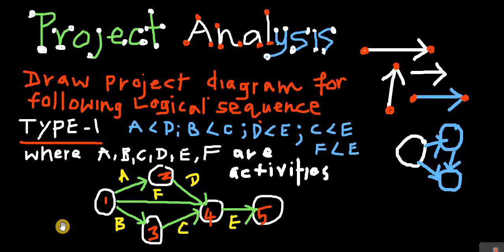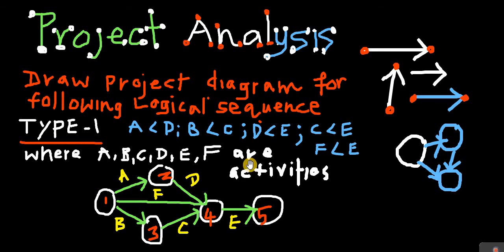So that's the way we have to find out which is the initial event and which is the final event. To find the initial event, we have to see the predecessors. A doesn't have a predecessor, B doesn't, and F doesn't. Now look at E. E has predecessors, but E has no successor. Am I correct? So that becomes the final node or final event of this project.